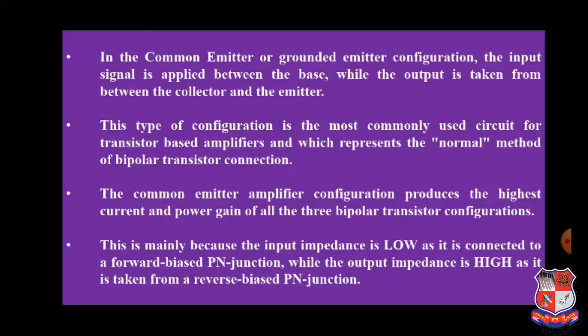So this is the forward biased condition, while the output impedance is high, as it is taken from a reverse biased PN junction condition. So here in the output connection we will see that the N type of material is connected with the positive terminal, and P type of material will be connected to the negative type of voltage source.